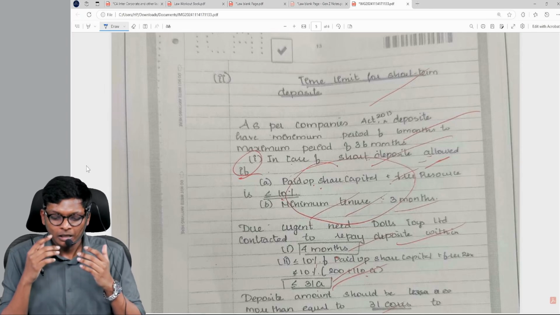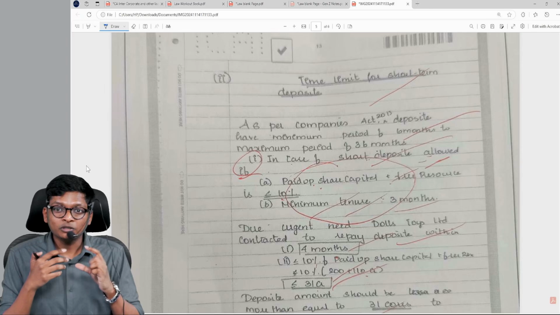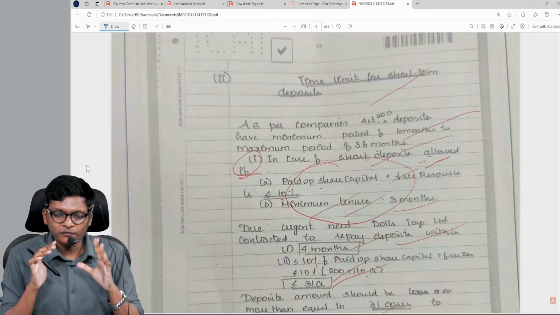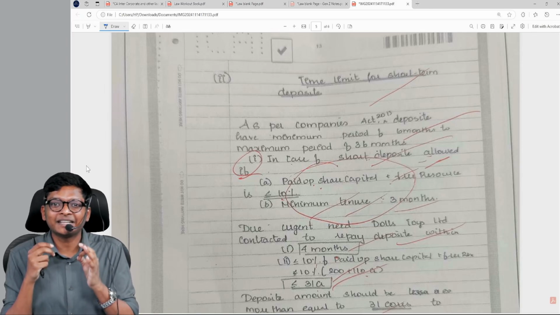Our class students send them. In that, when I'm reading, most of the time they lose marks because of silly mistakes, because of exam stress. Now today we're going to take 3 to 4 student answers and quickly see what silly mistakes they have made in CA Inter Law.